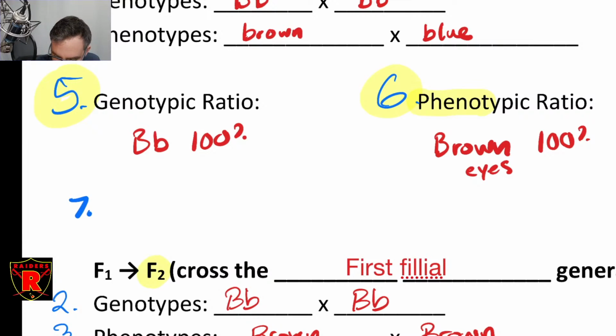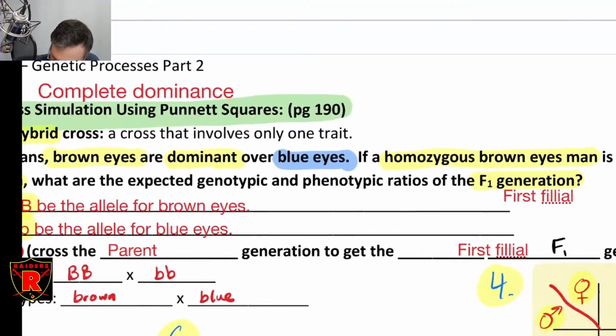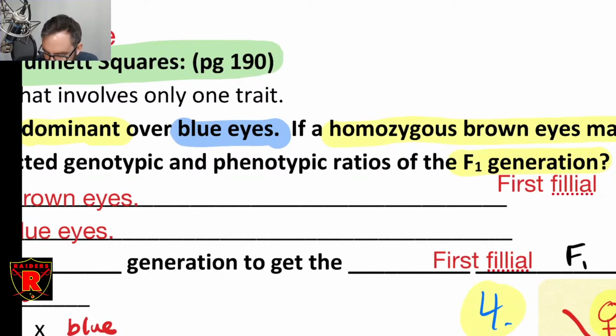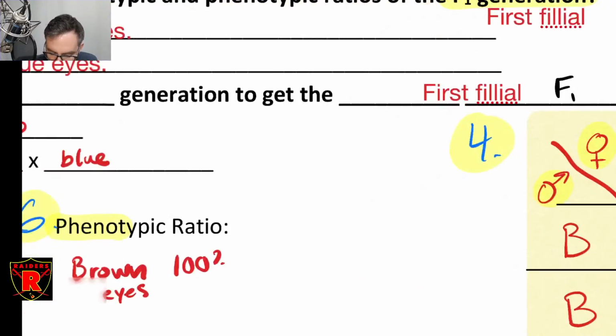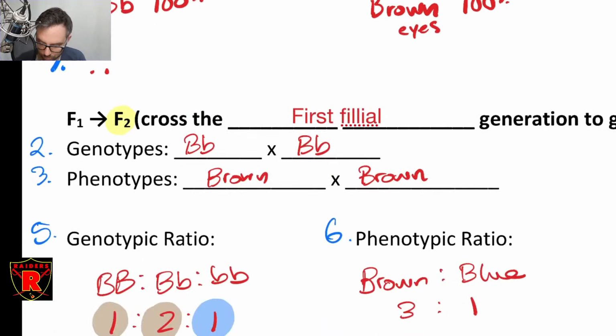Step 7 is the therefore statement that you put at the end. So you actually have to answer the question. So the question here is, what are the expected genotypic and phenotypic ratios of the F1 generation? Okay, so this is our F1 generation that we just found here. And so you just answer your question in words.